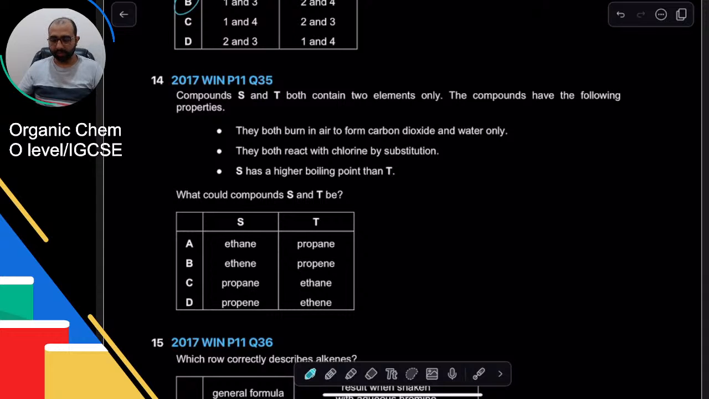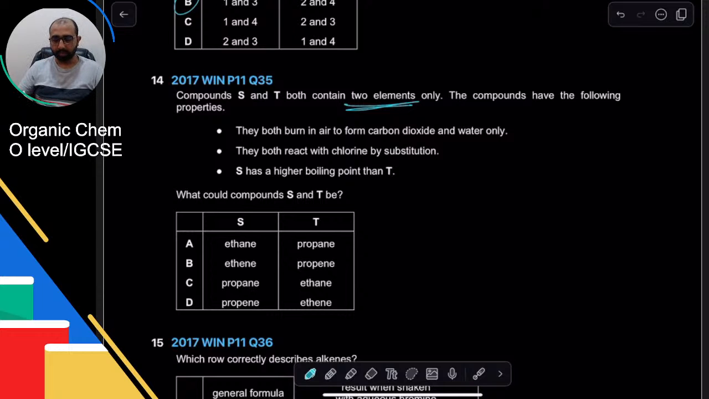Compound S and T both contain 2 elements only. The compounds have the following properties. Let's see what the properties are. They both burn in air to form carbon dioxide and water only. That means they have carbon and hydrogen, and oxygen may or may not be there, it doesn't matter. But they have only 2 elements, so they must have carbon and hydrogen, because if it had oxygen and no hydrogen, water would not form. Both react with chlorine by substitution. Oh, that means they are both most likely alkanes.